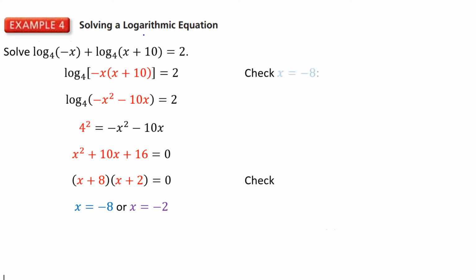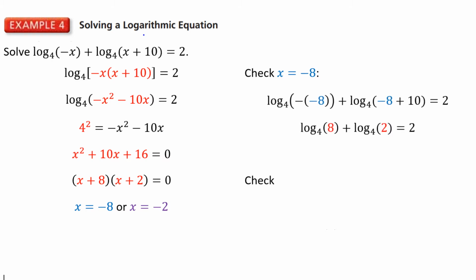When we go to check, we can plug in x equals negative 8 wherever we see x. When we simplify inside the parentheses, we come to the log base 4 of 8 plus the log base 4 of 2. If we condense that left-hand side, we'll get the log base 4 of 16 equals 2. And as an exponential that's saying 4 squared equals 16, that seems to make sense.